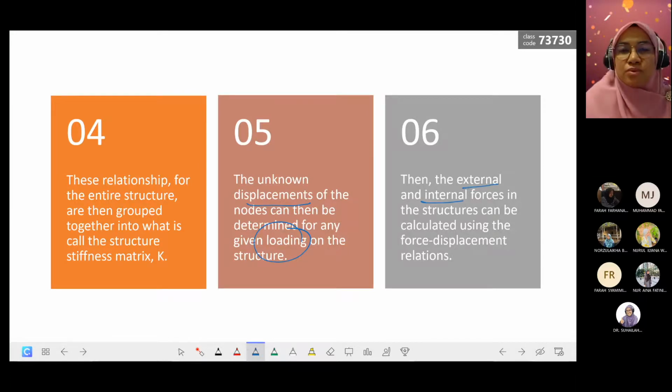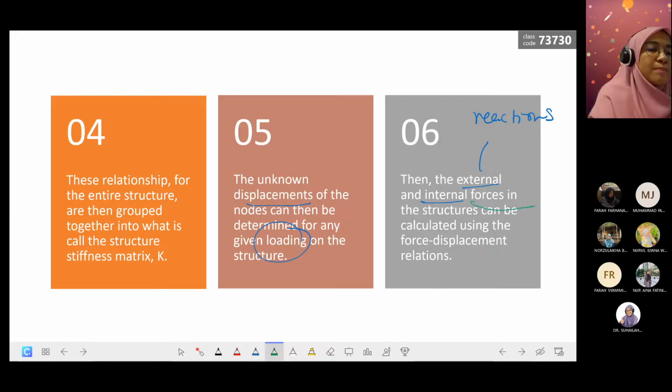External refers to the reaction at the supports. This is reaction. Okay, because we will get the value of reaction whenever there are external forces. And internal forces reflect the member forces. This refers to member forces.